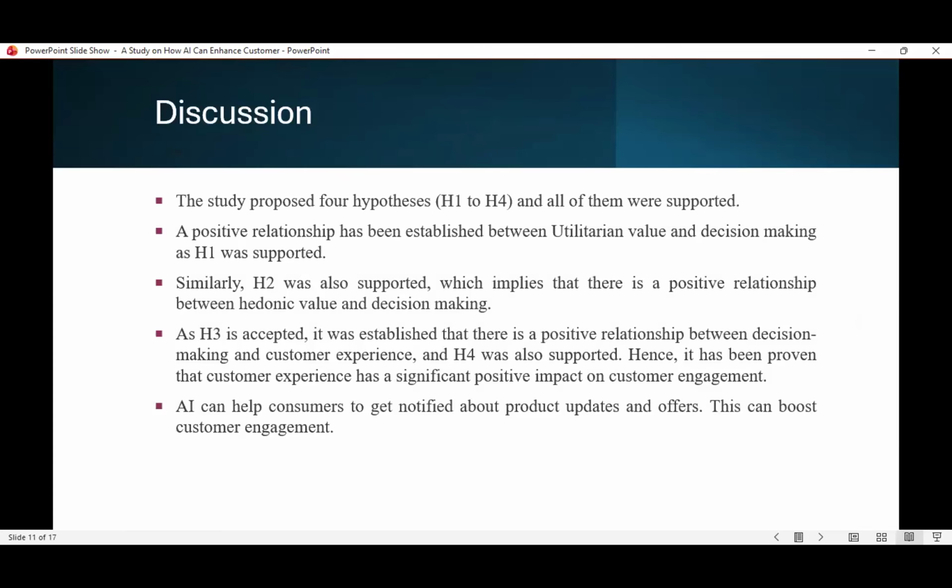Now coming to the discussion part. As we have discussed, we have established 4 hypotheses. All are accepted in this particular study.